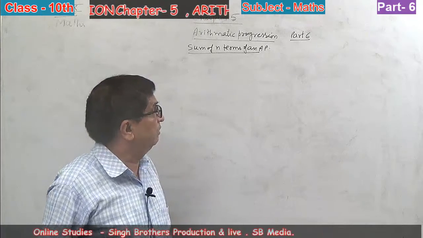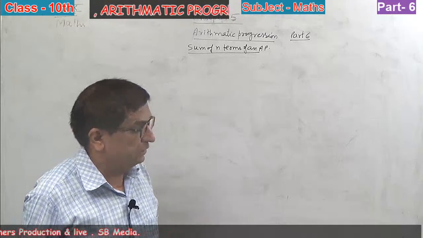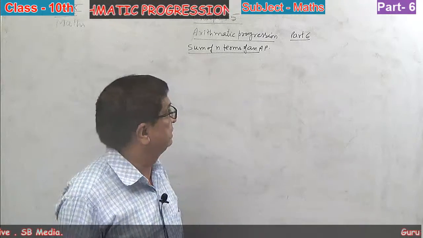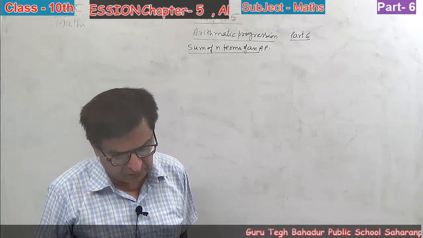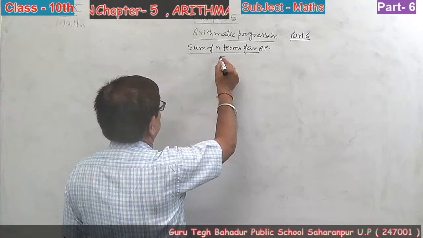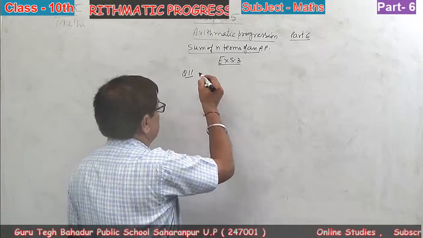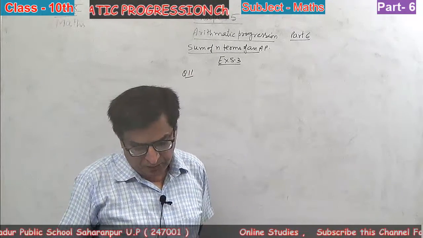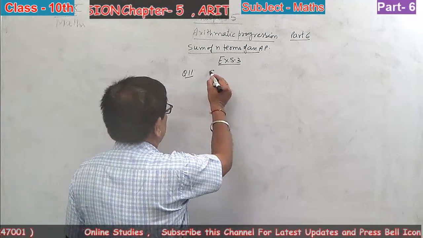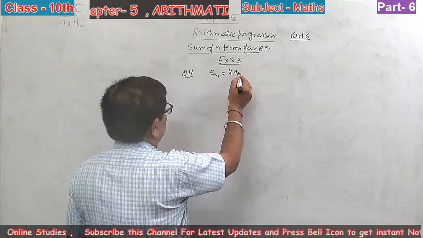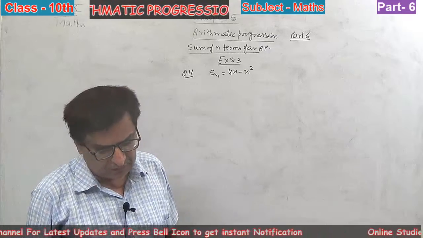Today we are going to start arithmetic progression part 6. This is the last topic of this chapter. We have already done question 1 to 10 of exercise 5.3. Now in exercise 5.3 question number 11, the sum of n terms of an AP is given to you: Sn is 4n minus n square. Now, what is the first term?